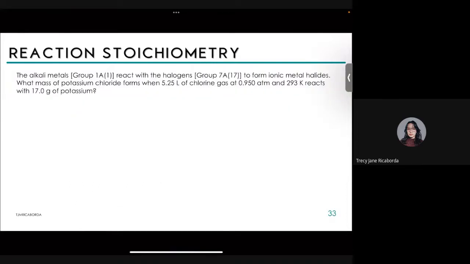Now, I have this extra problem right here. You can try to solve it on your own. The answer is in the reading material anyway. Just a hint, it will be using limiting reactants. So let's try to refresh, and let's not forget the chapter on stoichiometry.